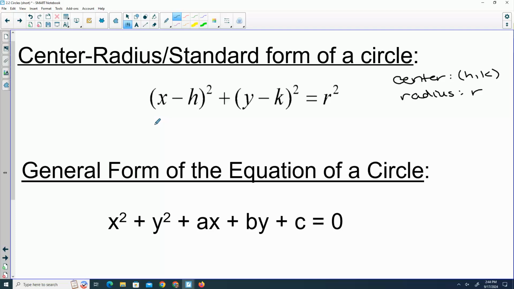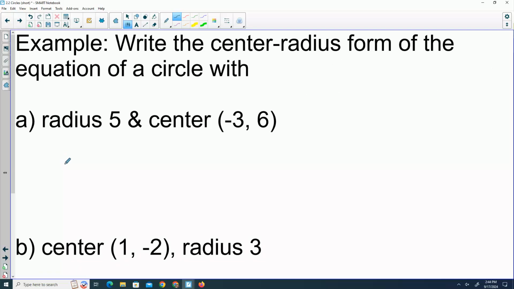So first thing I want to do is just practice. Do we know how to write an equation? Can we draw a graph if I give you the center and radius? So we'll start basic and then get into a little more with it. So if I said you had a circle with a radius of 5 and a center (-3, 6), and I want the center-radius form.